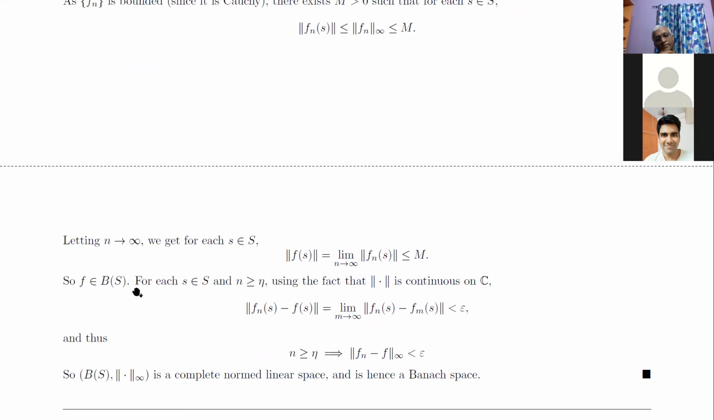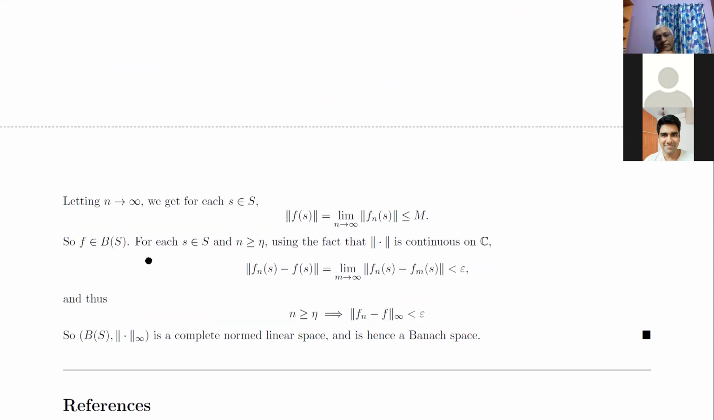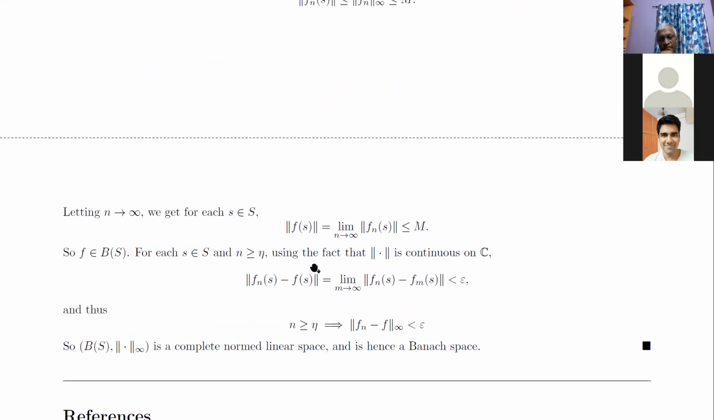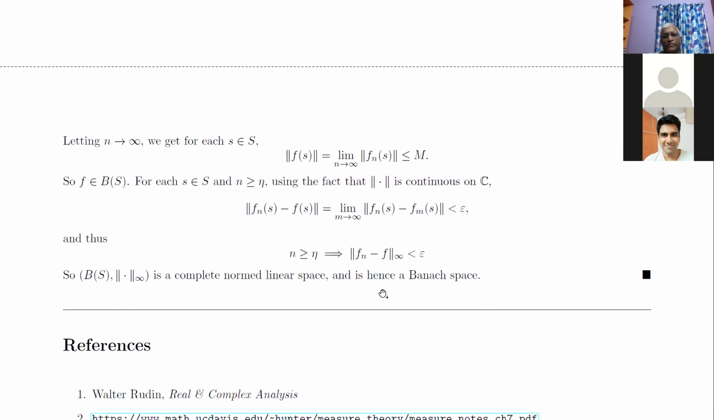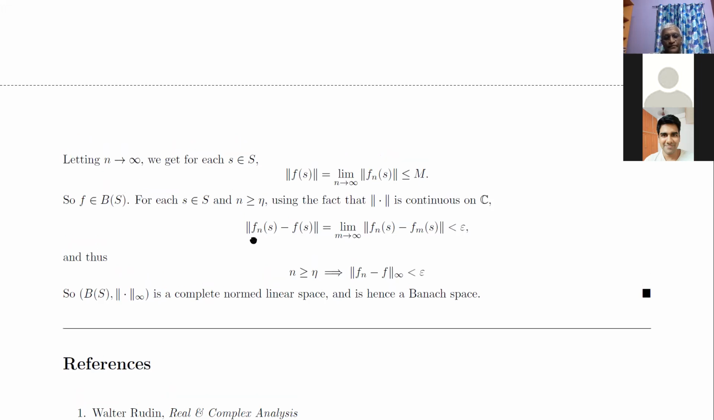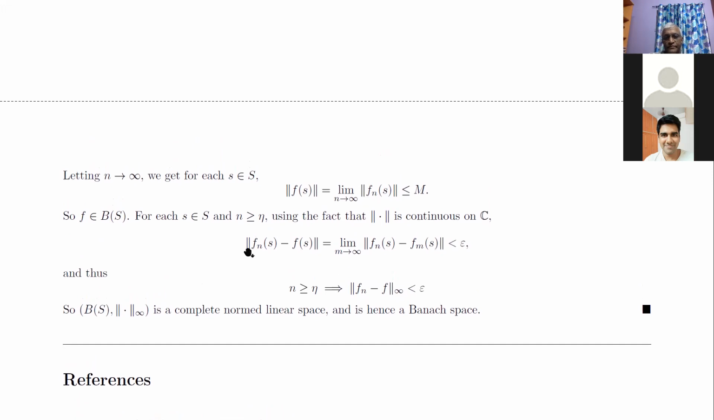And it now remains to show that this is what fn converges to. And that is also more or less clear because for every s and n, since the norm is a continuous function, taking the limit as m tends to infinity, the inequality which is less than epsilon still remains true. And so we've seen that for every n greater than or equal to eta, the norm of fn minus f is less than epsilon. Hence the sequence fn is convergent to f. So we started off with the Cauchy sequence and proved that it is convergent. So finally, we've proved the completeness of B of S as well.